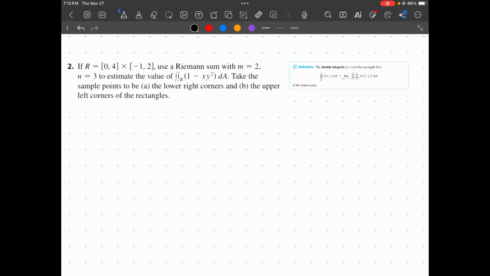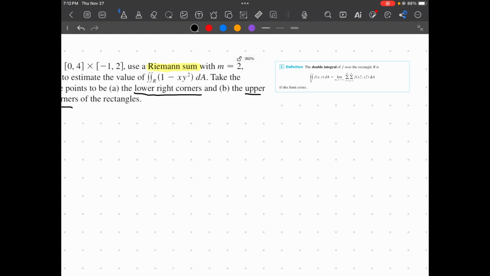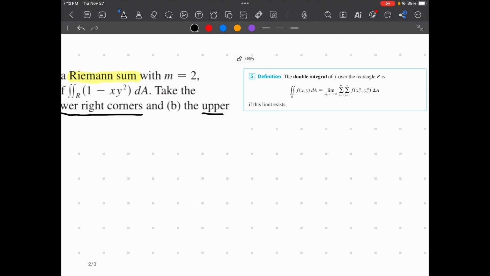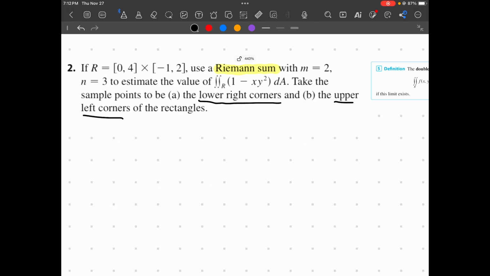For this problem, we are going to use a Riemann sum using the lower right corners and the upper left corners of the rectangles in the Riemann sum. To do the Riemann sum, we are going to plug in values into our definition number 5. From the problem, we know that rectangle R is bounded by 0 and 4 for x, and -1 and 2 for y.